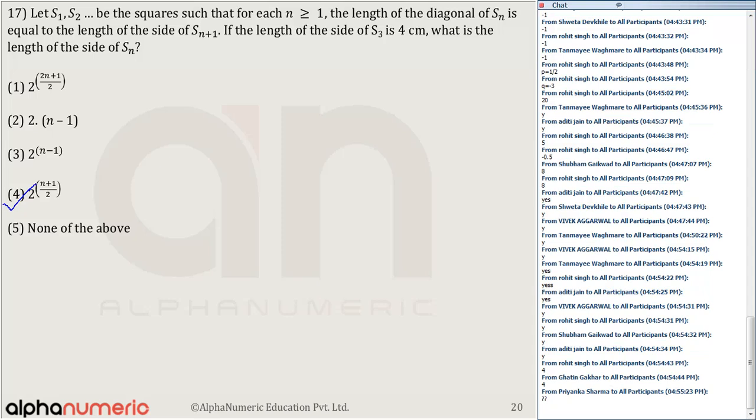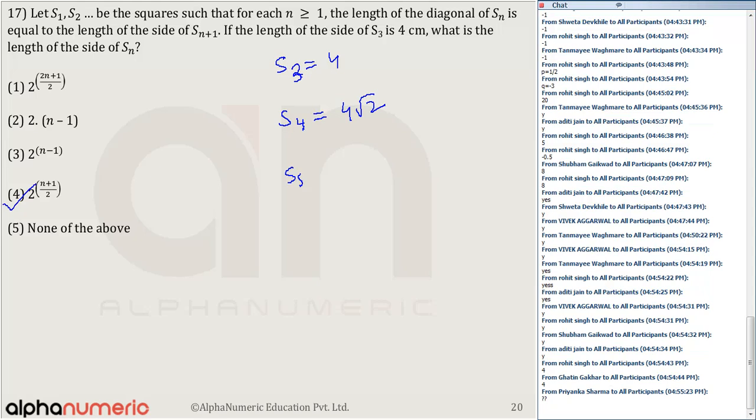Easy था ये. Let S1, S2 be the squares. Length of S3 is equal to 4. ठीक है. So what is the diagonal? Okay, S3 is 4. So S4 का जो होगा diagonal की length 4√2 होती है. ठीक है ना? So diagonal की length 4√2 होती है. So length of side of S4 is going to be 4√2.